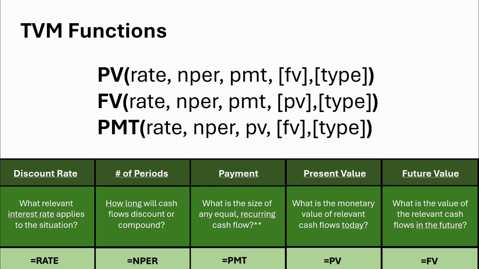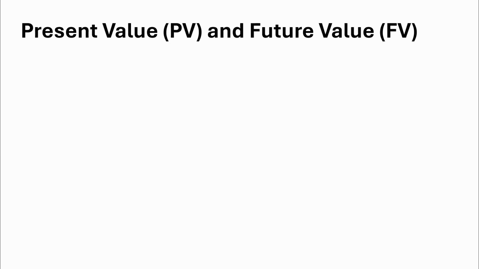The type parameter prompts you to input a value of 0 or 1, where 0 indicates that cash flows occur at the end of a period, 1 indicating that they occur at the beginning. If you don't specify anything here, it will assume end mode by default. As you can see, each of these functions requires you to specify a discount rate and the number of periods in question. The remaining parameters then cycle through whether the payment, future value, and present value are required or optional. We'll begin by examining applications of the first 2 functions for present values and future values.